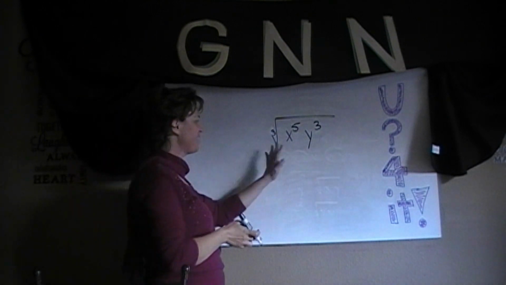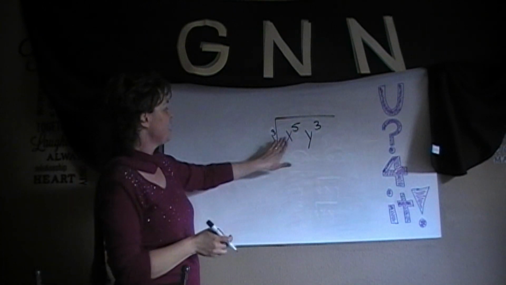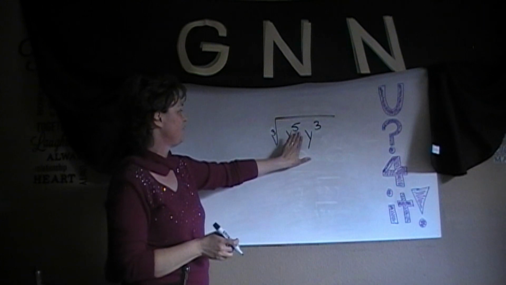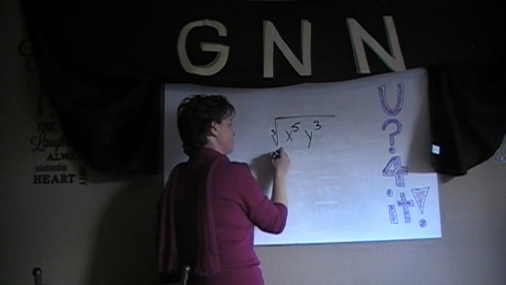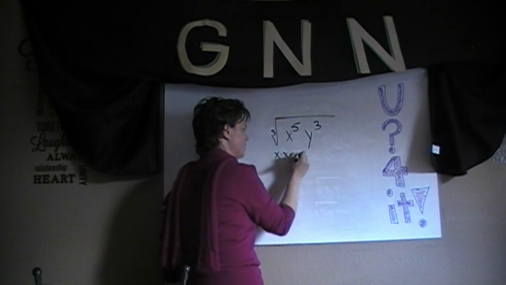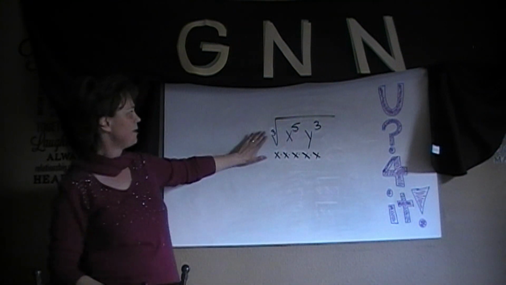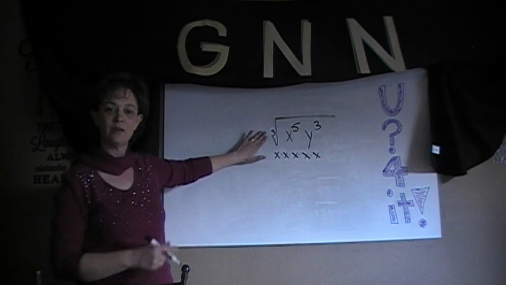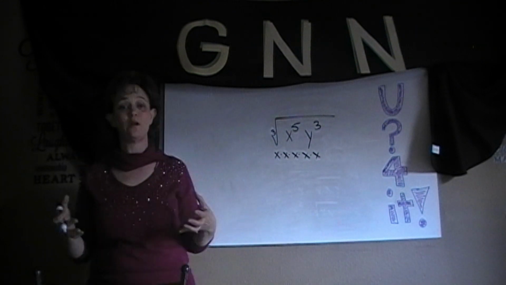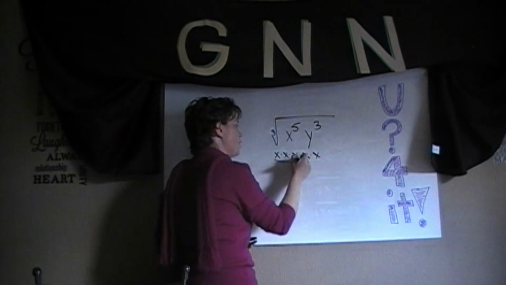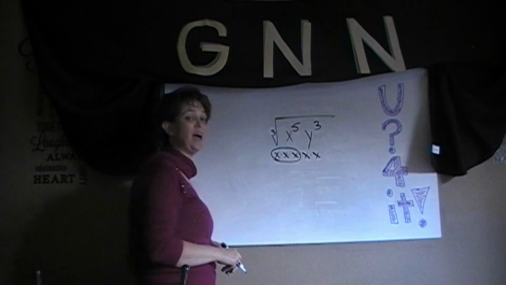Well, that's good. Okay, so here we're going to look at the cube root of x to the 5th. And remember, I could write this out as x times x times x times x times x, because it's x to the 5th power. But this time, instead of every pair, we're looking for every set of 3. And there is one set of 3 in 5.